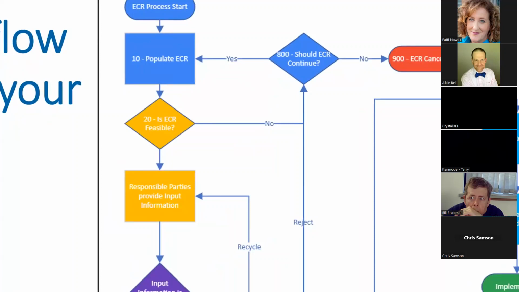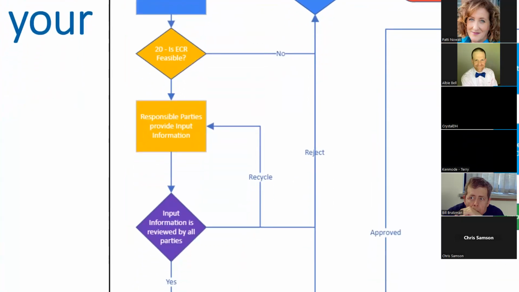So if you pull from the AIAG institutes for the automotive side of standards, they're going to ask you, can it be made? Do I have the capacity? And things like that. You can build that into your workflow. So in this case, it's going to be a feasible, not feasible choice right off the bat, before even people start populating their input information into the change.